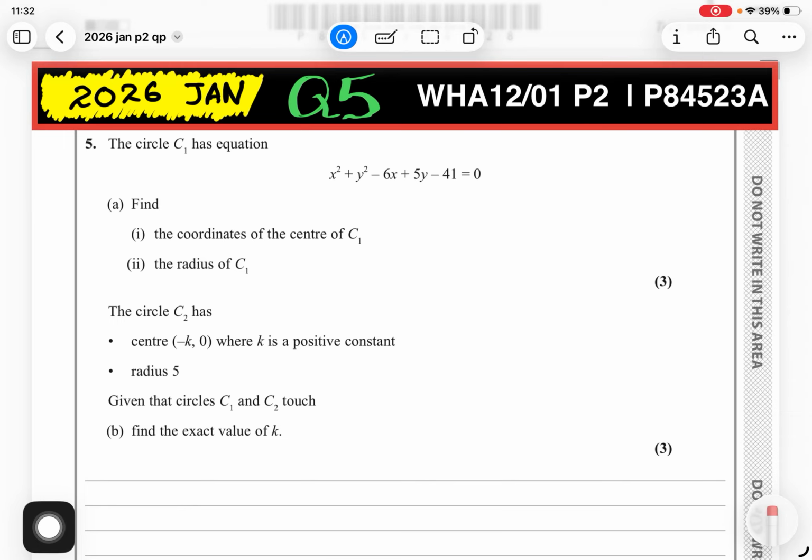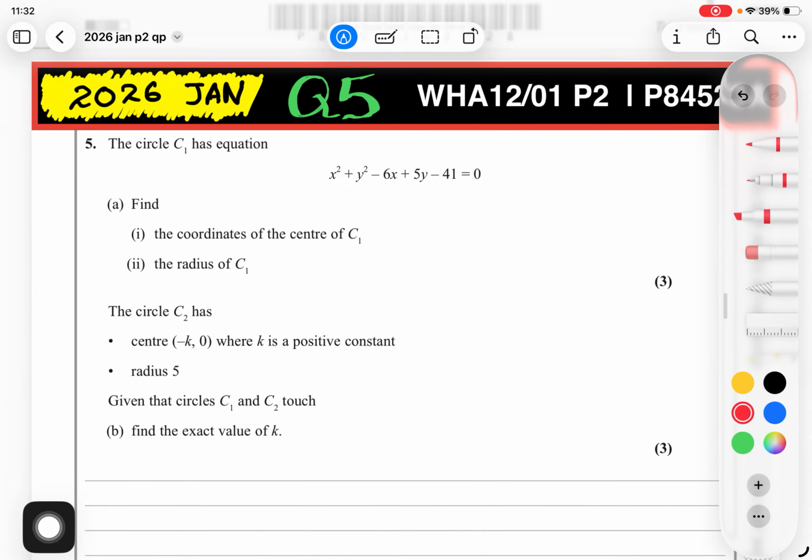So let's start with question number 5. In question number 5, they are talking about circles. Here the equation of the circle is this, which is the circle C1, and the question is to find the radius of the circle and the center. Then they talk about a circle C2, but let's come back to that later.